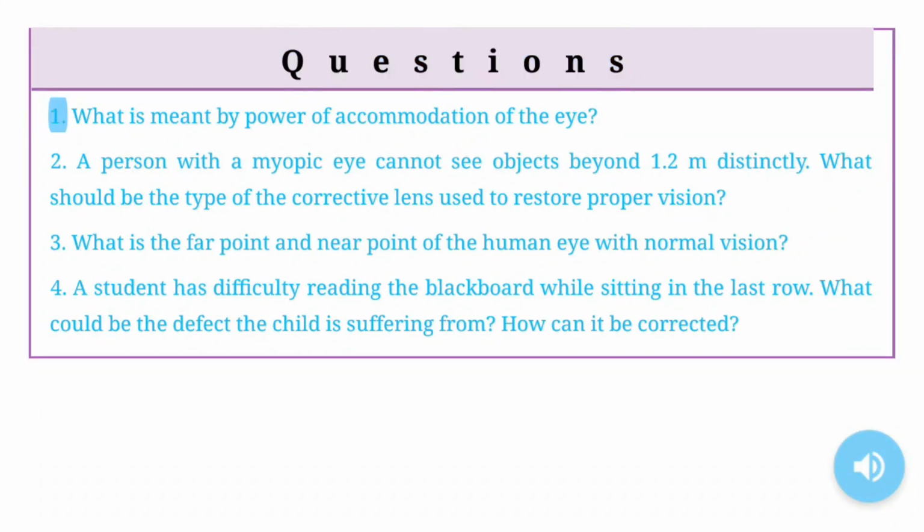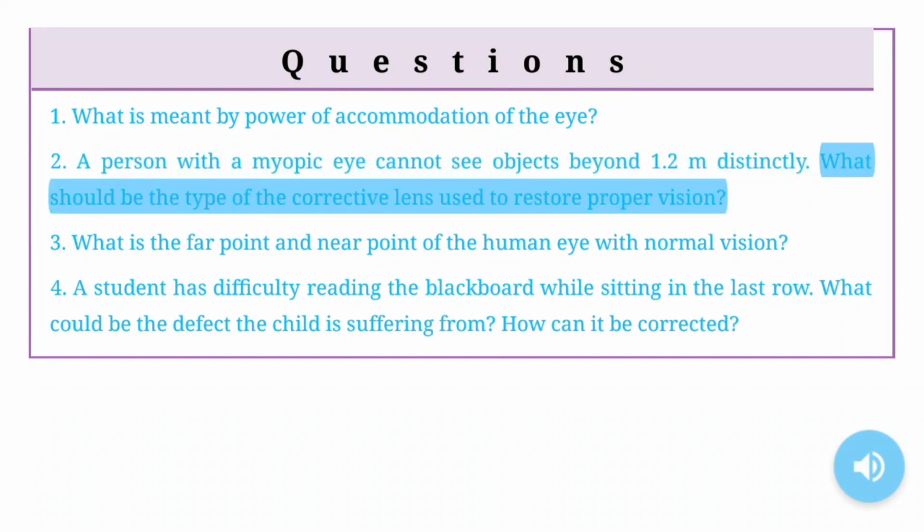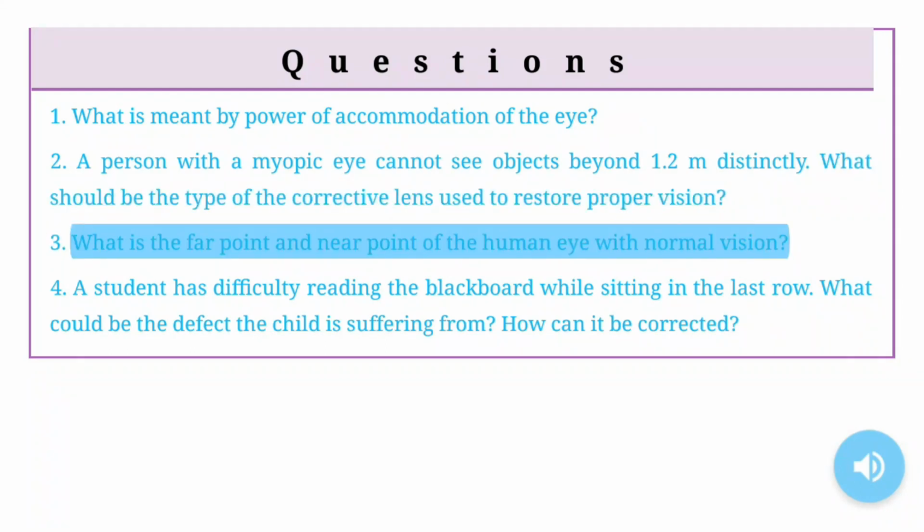Questions. 1. What is meant by power of accommodation of the eye? 2. A person with a myopic eye cannot see objects beyond 1.2 meters distinctly. What should be the type of the corrective lens used to restore proper vision? 3. What is the far point and near point of the human eye with normal vision?